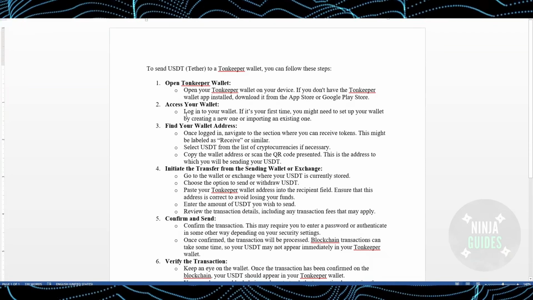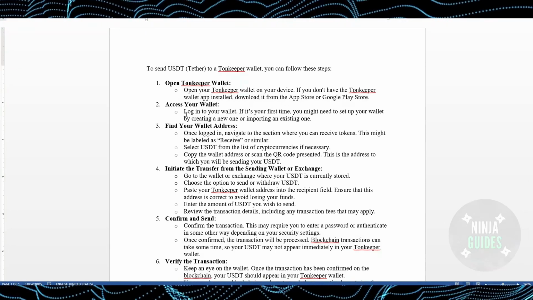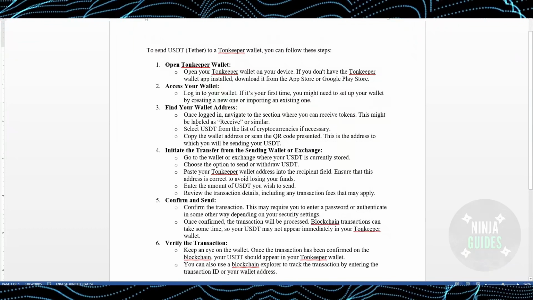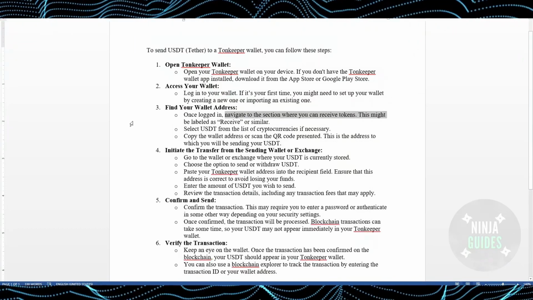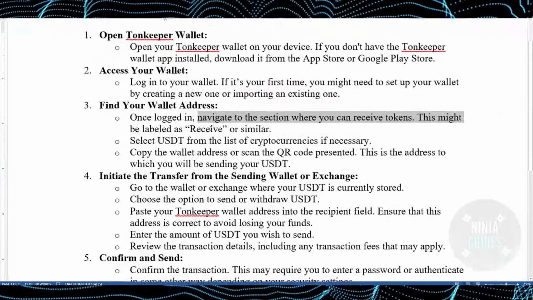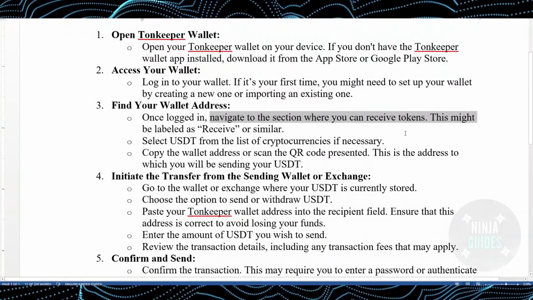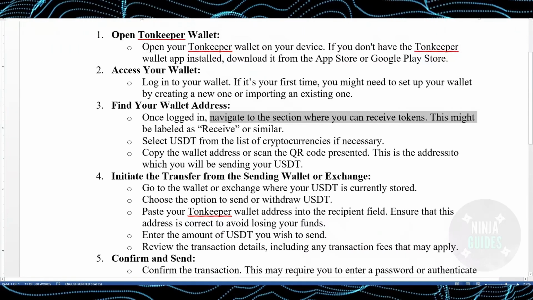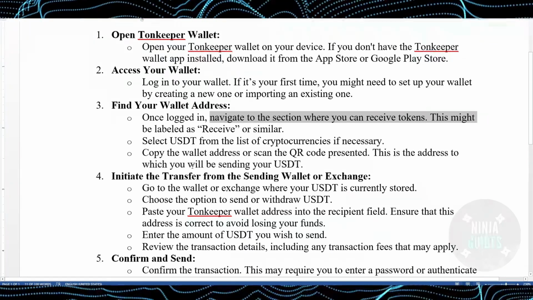If it's your first time, you might need to set up your wallet by creating a new one or importing an existing one. After that, you need to find your wallet address. Once logged in, navigate to the section where you can receive tokens. This might be labeled as receive or similar. Select USDT from the list of cryptocurrencies if necessary. Copy the wallet address or scan the QR code presented. This is the address to which you're going to send the USDT from your application.